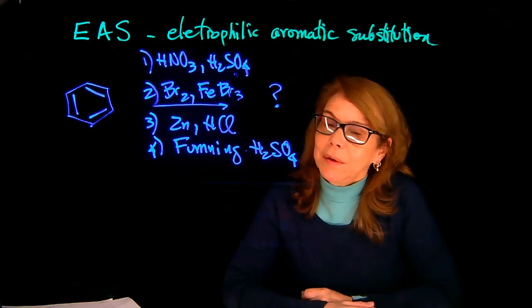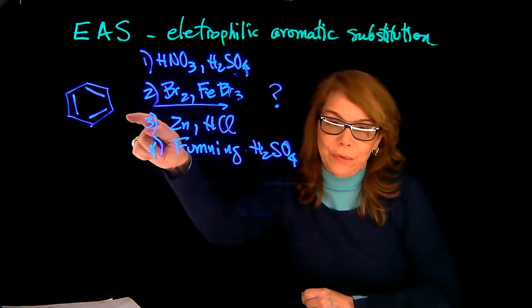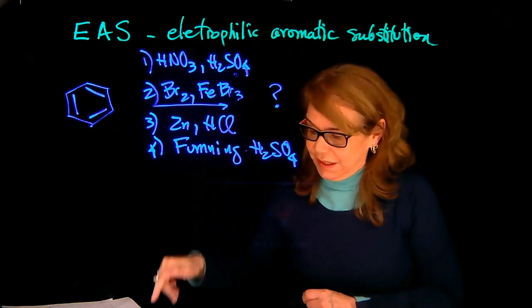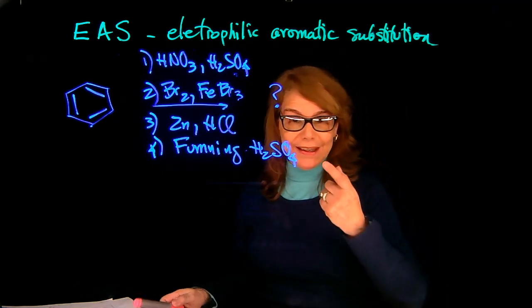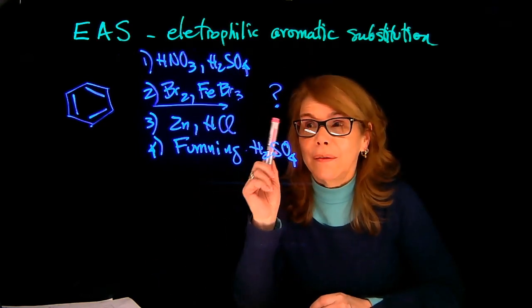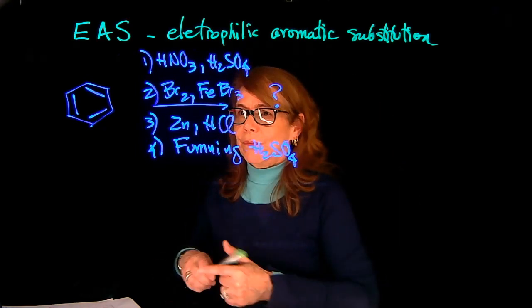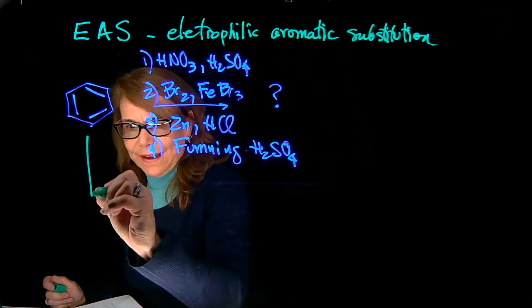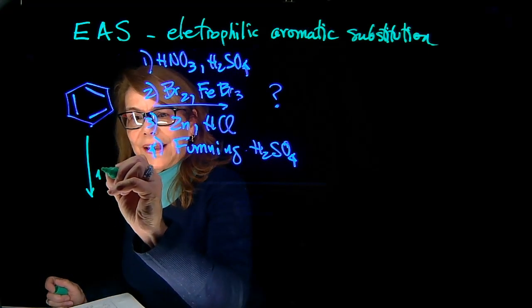Here we have another problem, predicting products. Here we're starting from benzene and have this reaction sequence. Again, we're going to draw the product of each of the steps. So from benzene, step 1 here is a nitration.